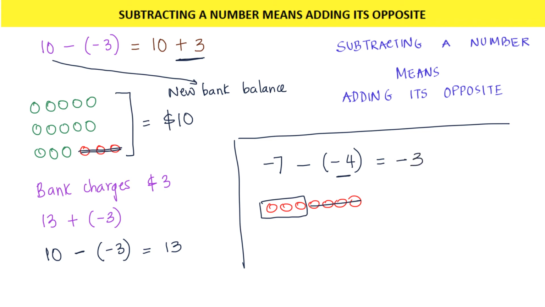And if we were to follow the definition, we would say, okay, negative 7 stays the same. I'm subtracting negative 4, so this minus becomes plus, and the opposite of negative 4 is positive 4, and negative 7 plus positive 4 is negative 3.